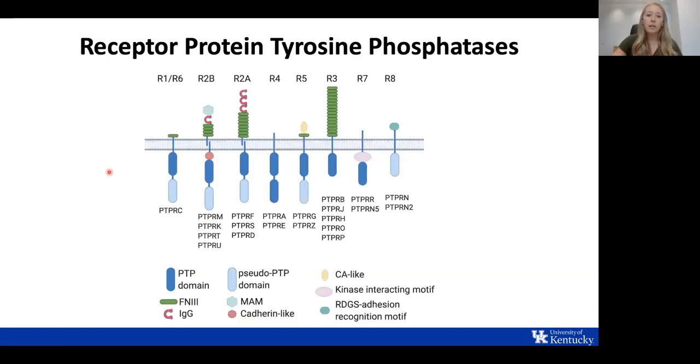And so looking at the receptor PTP family, there are 8 different subclasses, and those can be divided based on their extracellular domains with various cell adhesion binding domains. And so I focus on the receptor 2A family, which includes PTPRF, S, and D.